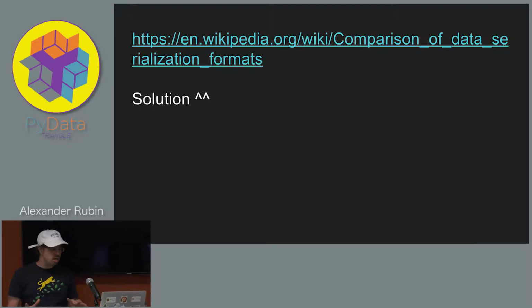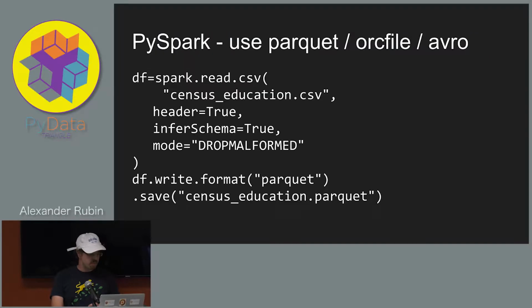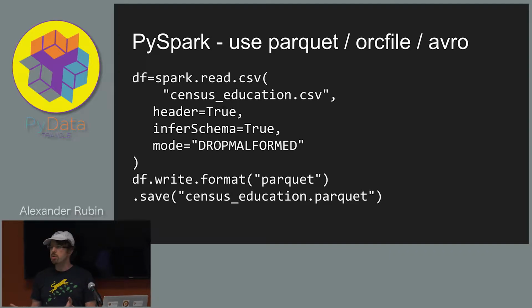The solution is data serialization formats. It's really good to use that, especially if you use something like Spark. So here's the example. I use Spark on my computer. I don't need a server. I just run it locally. I run PySpark. I can read CSV, and then I can write it in Parquet format, which is one of the data serialization formats, which already has the metadata associated with it.